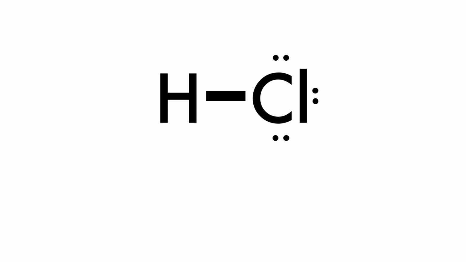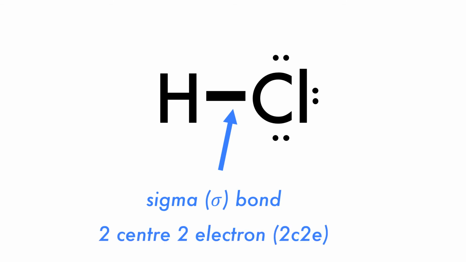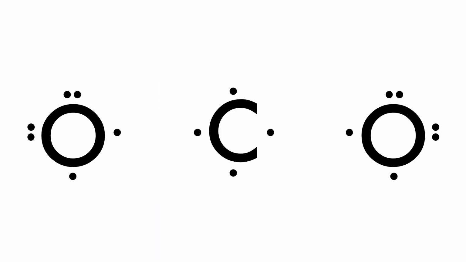One covalent bond between 2 atomic centers sharing 2 electrons is called a sigma bond and is sometimes called a 2-center 2-electron bond, or 2C, 2E for short. Molecules are not limited to only sigma bonds and can share many more electrons and form double or even triple bonds. Take carbon dioxide for example.